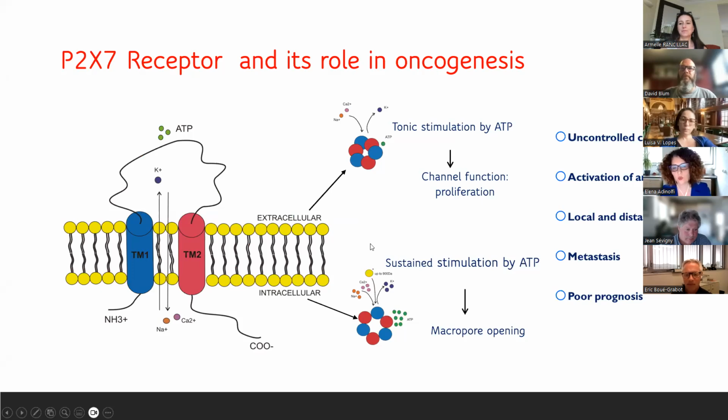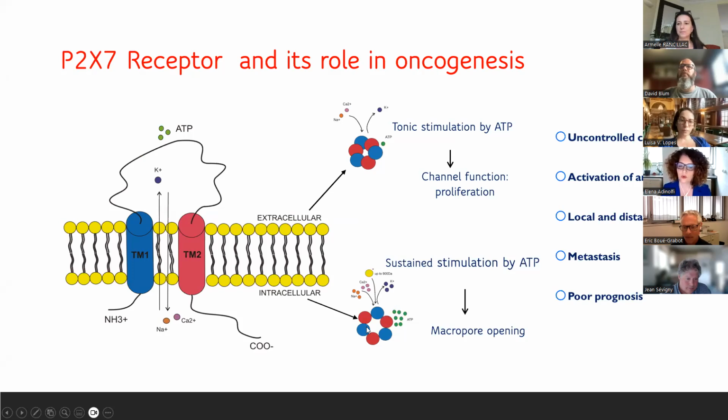The P2X7 receptor, when exposed to a higher concentration of ATP for a prolonged time, can also mediate the opening of a big unselective pore, also known as the macropore, and this in oncogenesis has been associated with cell cytotoxicity. In general, our and other groups' work has proven in the past that P2X7 in oncogenesis is related to uncontrolled cell death, activation of angiogenesis, local and distant site invasion, metastasis, and in general, poor prognosis.